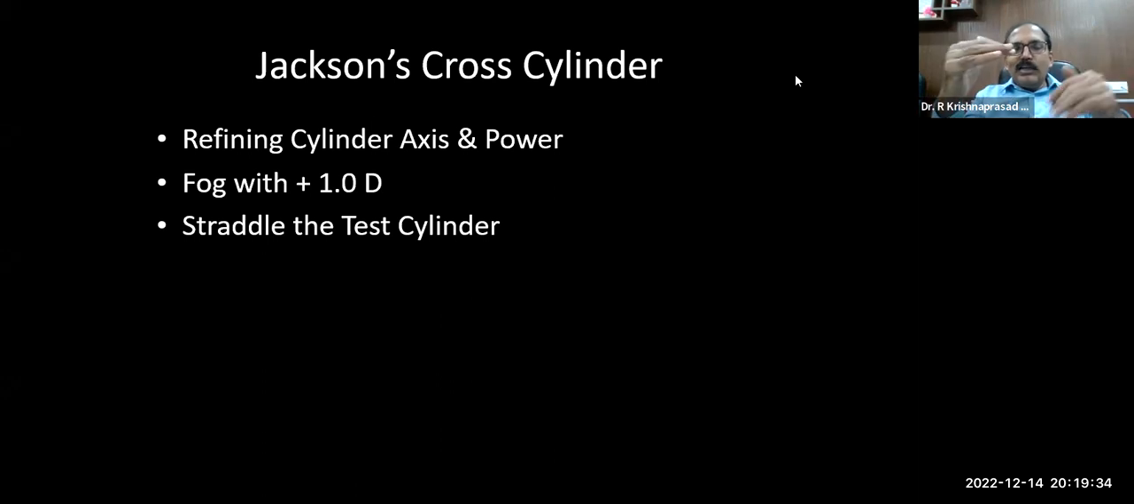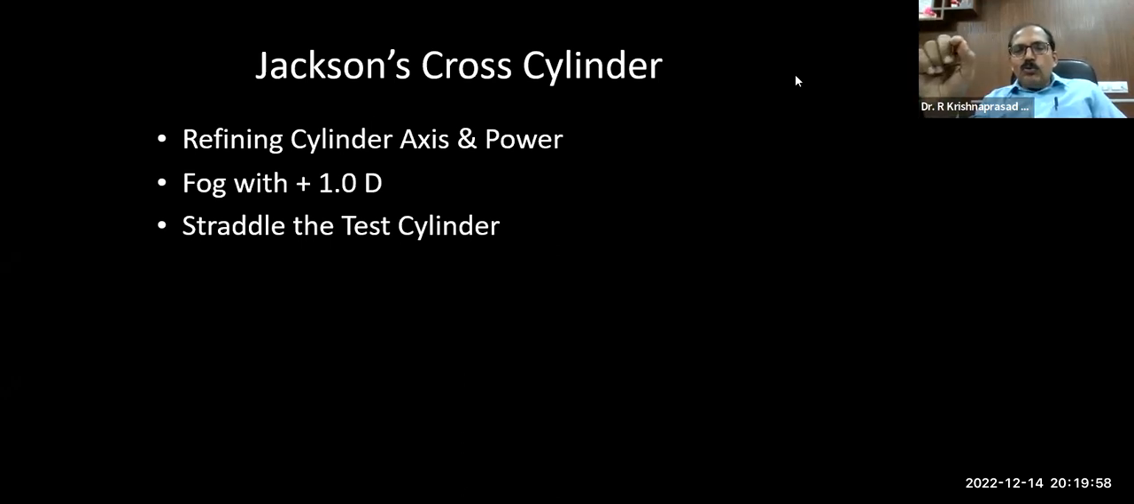So what you do is, I'll try to simply tell you the procedure first and then try to explain it to you in a more detailed way. So you already have a sphere and a cylinder in the trial frame. Let us say you have a -1 sphere and a -1 cylinder at 90 degrees. So this -1 cylinder is the test cylinder. It is already what we are testing.